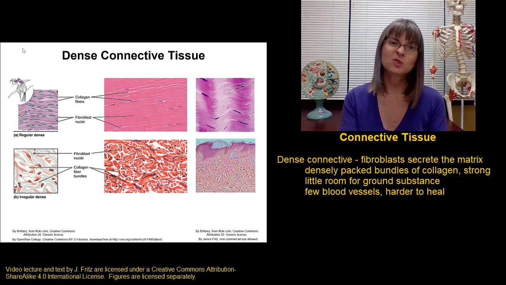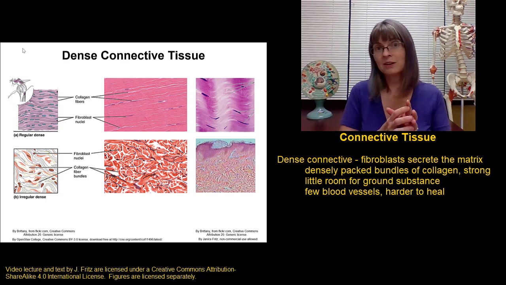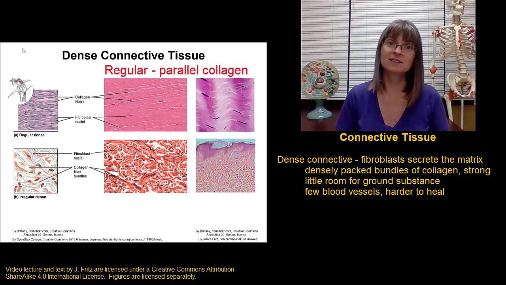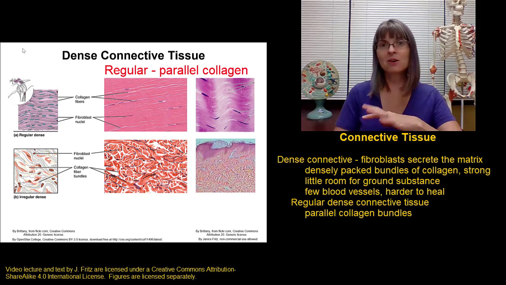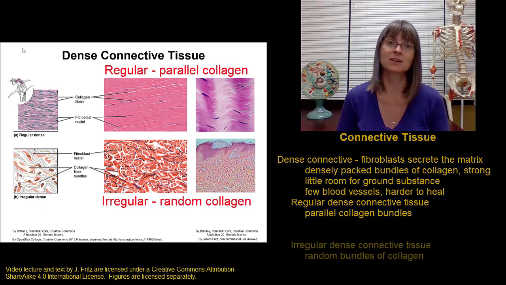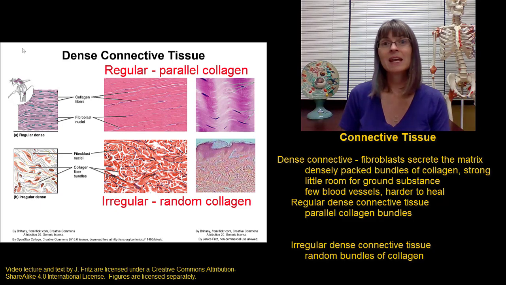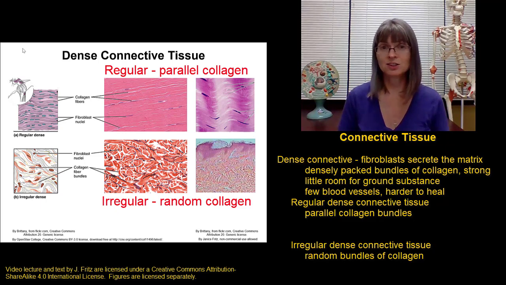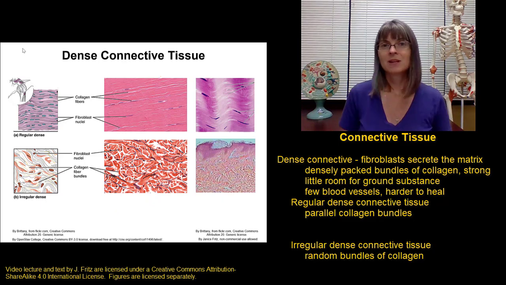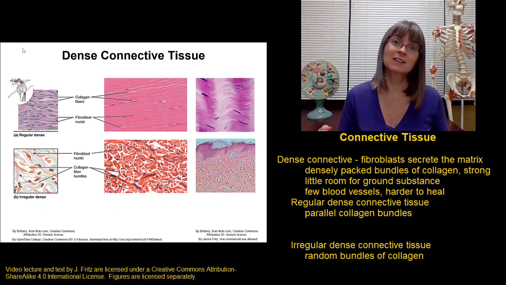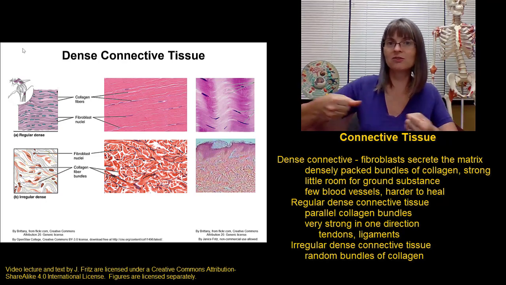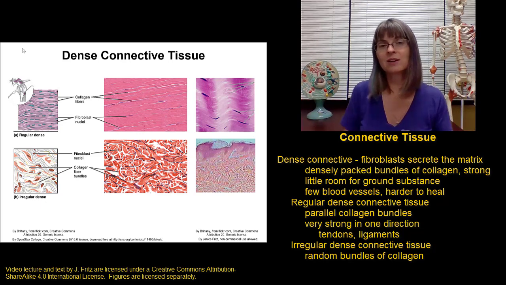In dense connective tissue, these collagen fibers can either be arranged all in the same direction in parallel, which is what we call regular dense connective tissue, or the bundles can be going in random directions, which we call irregular dense connective tissue. In both cases, all of these collagen bundles provide a lot of strength to the tissue. So dense connective tissue is strong and provides a lot of support. But in regular dense connective tissue, because all those fibers are going the same direction, that strength is only in one direction. It's very strong this way, but not as strong the other direction.